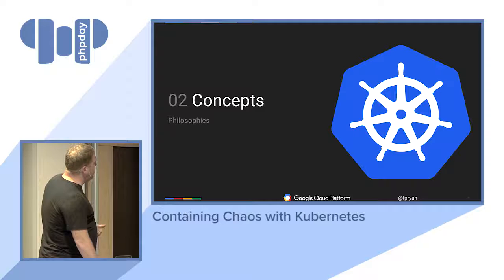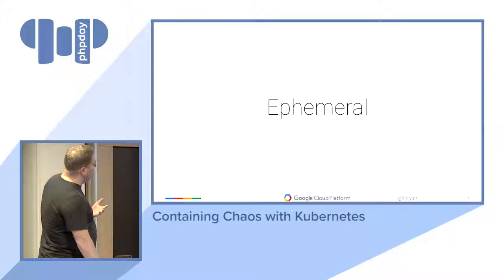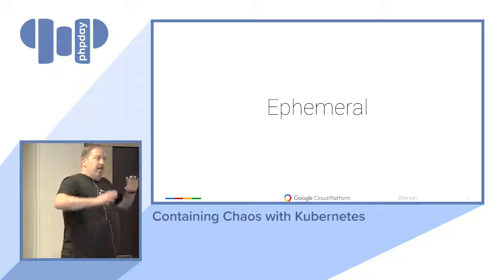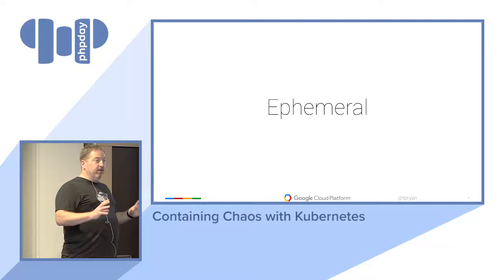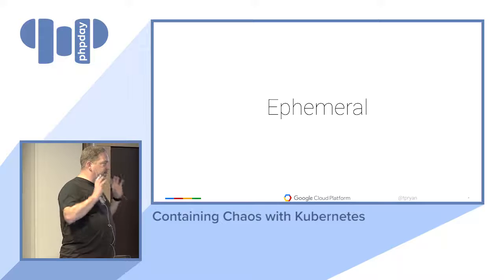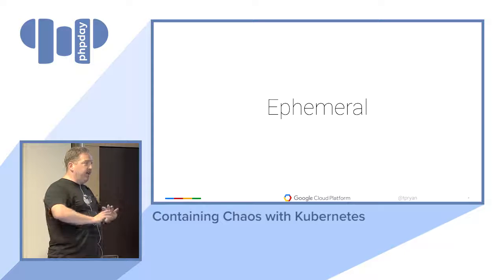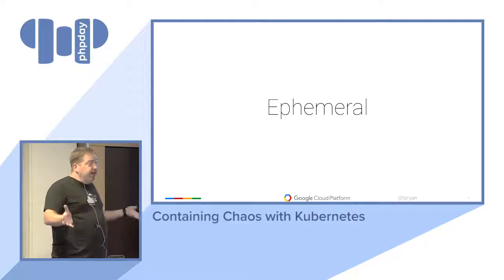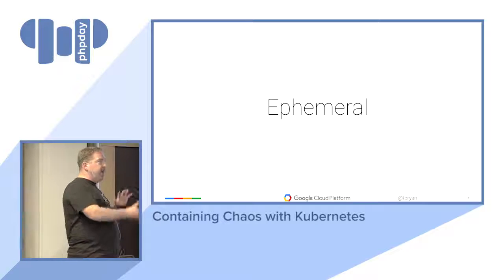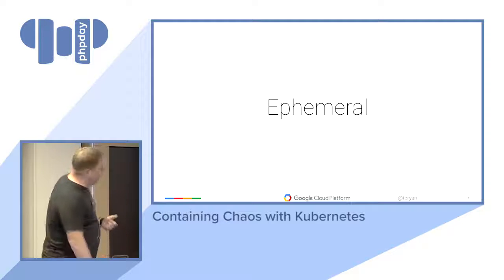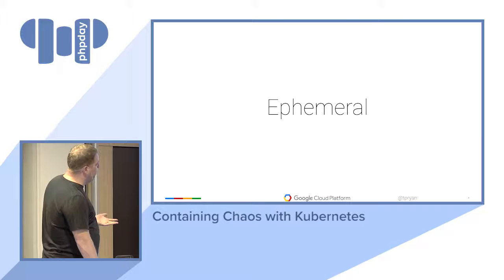So to understand Kubernetes, there are some concepts we have to go through. The first is that our containers have to be ephemeral. The idea is that they're stateless and they can go away, and it's fine, right? So you need to not store state in any of the containers that you're working with.